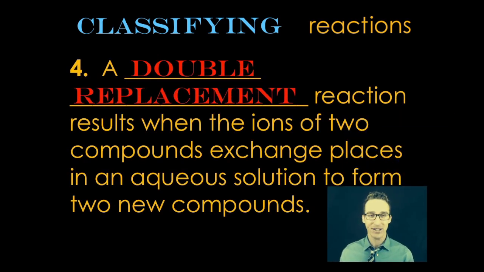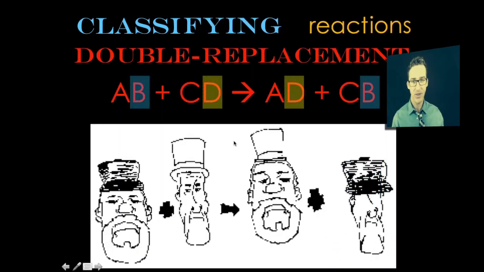Your fourth reaction is going to be a double replacement reaction, and a double replacement reaction is one that results when the ions of two compounds exchange places in an aqueous solution to form two new compounds. One way to think of a double replacement reaction is to think of two gentlemen wearing two different hats. In a double replacement reaction, essentially, they would switch hats.